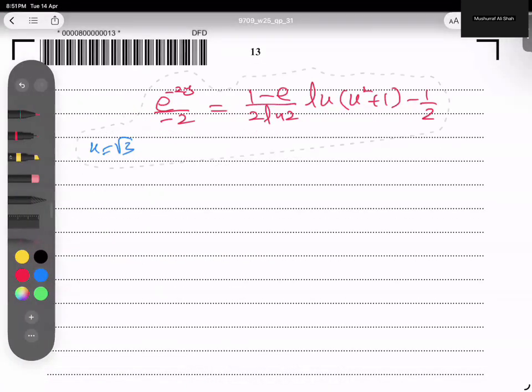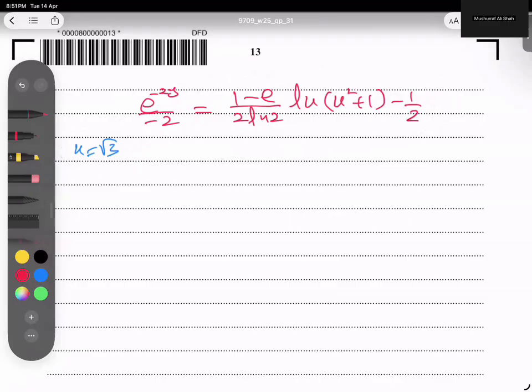All right, so this is clear, students, and I'm going to replace it. So let's start. When I replace, this is as it is, so this is also as it is.